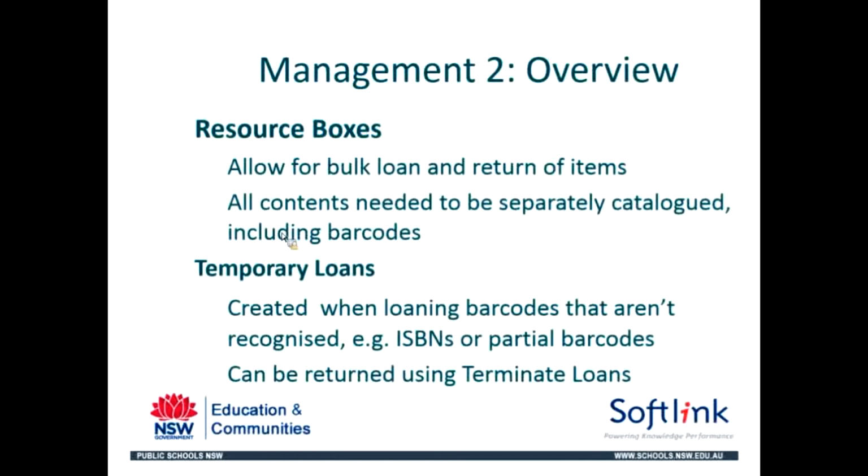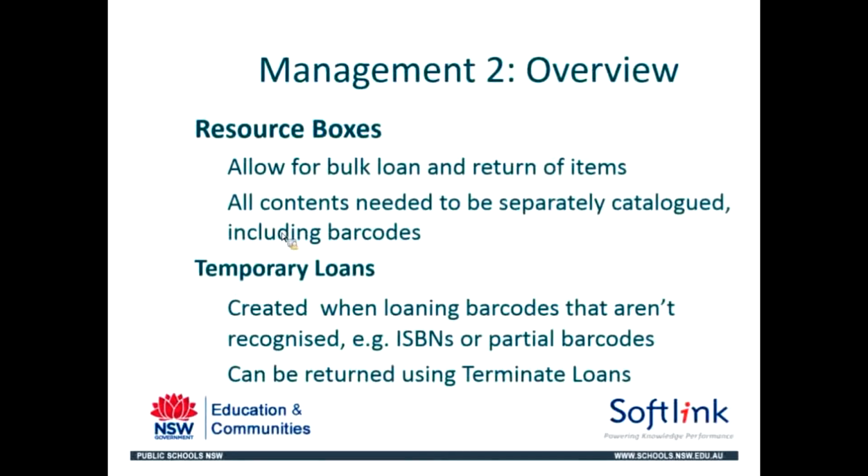Talking about circulation, we'll spend a little bit of time looking at temporary loans. Temporary loans are created when loading barcodes that aren't recognised. So in circulation desk, when you're on the loan tab page, if you scan an incorrect barcode or misscan a barcode, sometimes people might scan an ISBN instead of the school barcode. You might type in a barcode instead of scanning it in, and when you're typing in barcodes, if you only enter part of the barcode, Oliver won't recognise it.